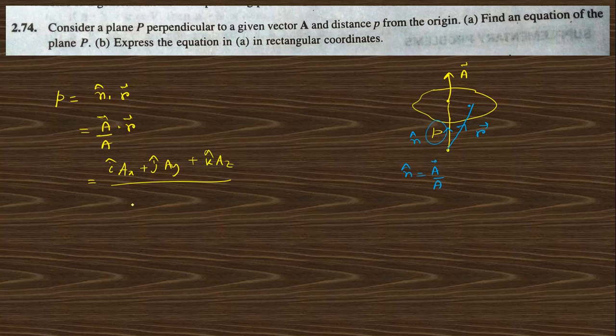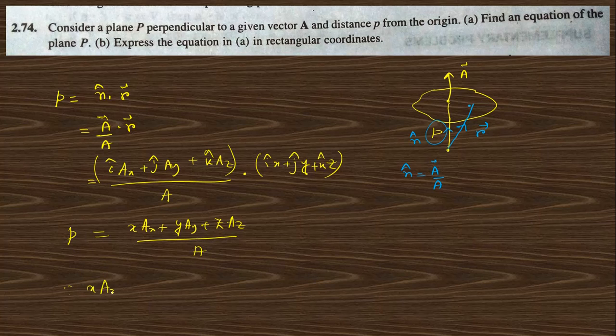By the a vector. The r vector is nothing but x i cap plus y j cap plus z k cap. If you take the dot product, this is ax plus ay y plus az z divided by a, and this is P. So ax plus ay y plus az z is nothing but Pa. This is the equation of the plane.